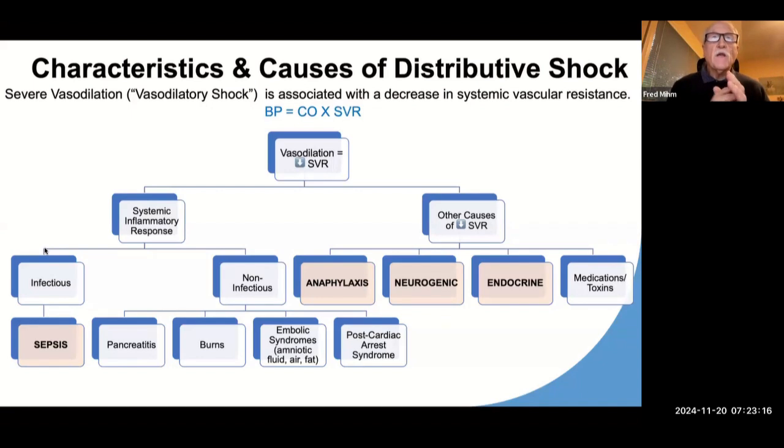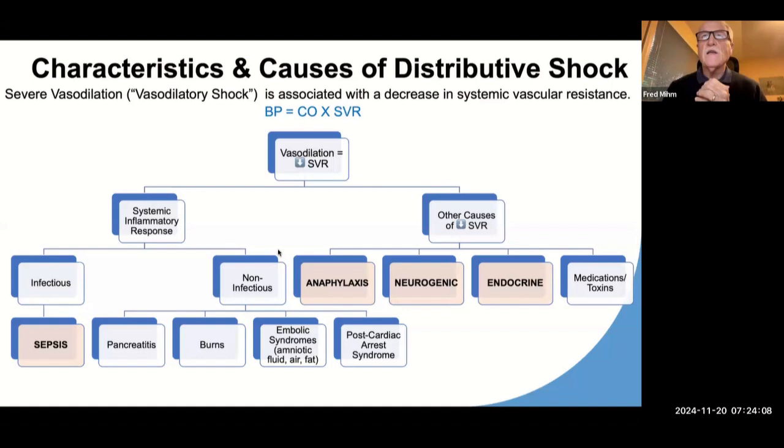And you can also see under systemic inflammatory response, the non-infectious causes, which you have to keep in mind if the clinical presentation suggests that. And those things include pancreatitis, severe burns, embolic syndromes, particularly amniotic fluid embolism, fat embolism. And you can also see it in a post-cardiac arrest patient. But if this diagram was sized to the proportion of patients that have distributive shock, the systemic inflammatory response would be very big, and infection would be also very big, because that, as you heard earlier, is the most common cause of distributive shock.